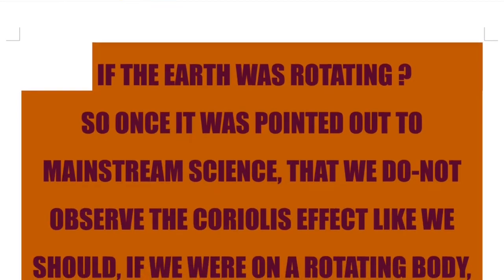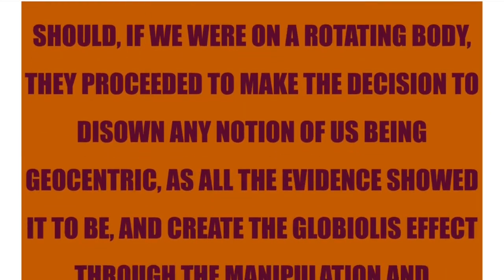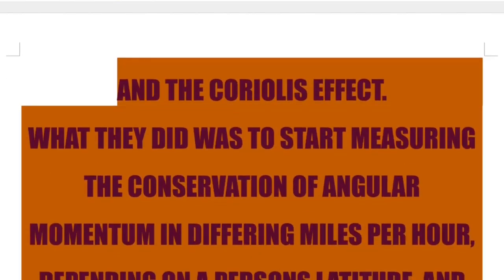So once it was pointed out to mainstream science that we do not observe the Coriolis effect like we should if we were on a rotating body, they proceeded to make the decision to disown any notion of us being the geocentric, as all the evidence showed it to be, and create the globiolus effect through the manipulation and mutation of both the conservation of angular momentum and the Coriolis effect.